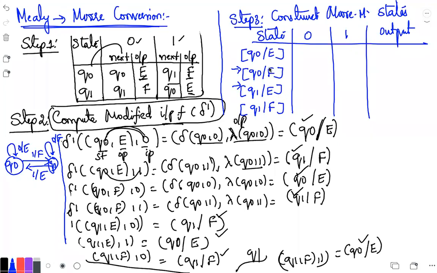But still, you need to take the more states. If there is a path, we'll represent it. Else, we'll just leave it as a dead state or something. But this is how you construct the more states. For every initial state of Mealy machine, with every possible combination of output, you have to construct a state. So Q0 with E, Q0 with F, Q1 with E, Q1 with F.